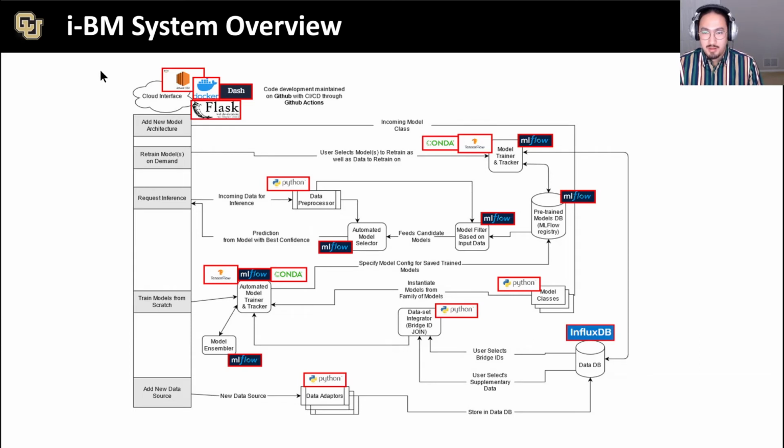So here we have an IBM System Overview. This is the high-level view of what our system looked like at the beginning when we envisioned it, and what we're working on currently. Here on the left side we have the interface. We have the ability to add model architectures for prediction. We have the ability to retrain these models on the data that we have. We have the ability to, of course, request a prediction. We have the ability to train these models from scratch, and then also add new data sources. And these are just the internal details. I won't go into them in too much detail, but essentially these are the functions that we had envisioned at the beginning. Hopefully that gives you a good idea from the diagram there.